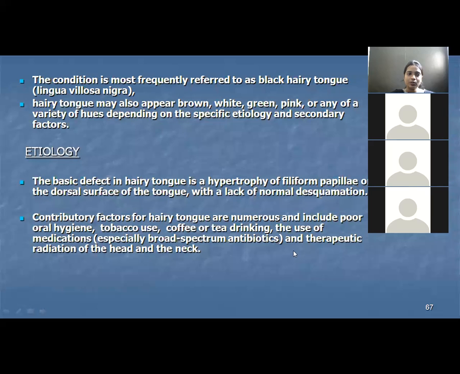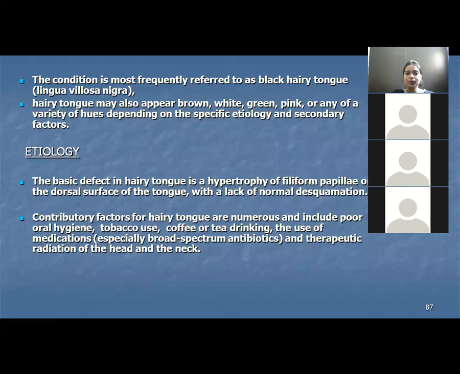This is also an MCQ question. What are the other names for hairy tongue? It is also called lingua villosa nigra. It is most commonly seen in HIV patients and male patients. The hairy tongue developmental disturbance is most commonly seen in male patients and in HIV patients.